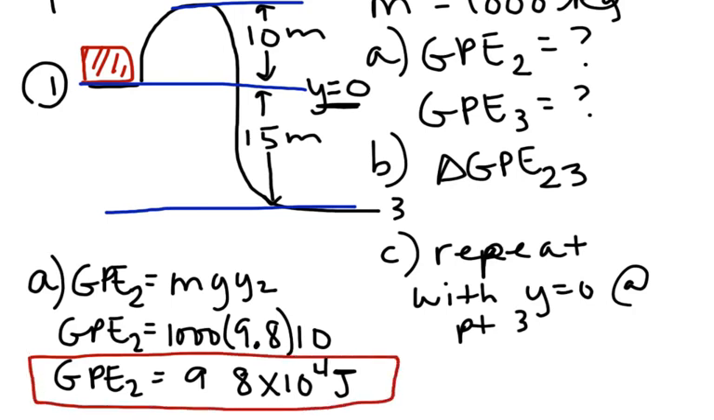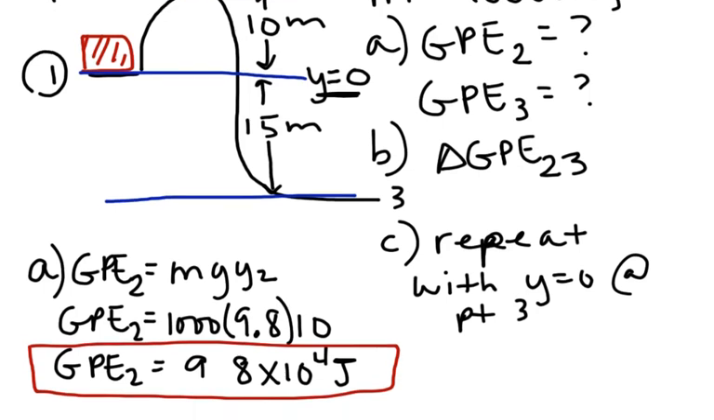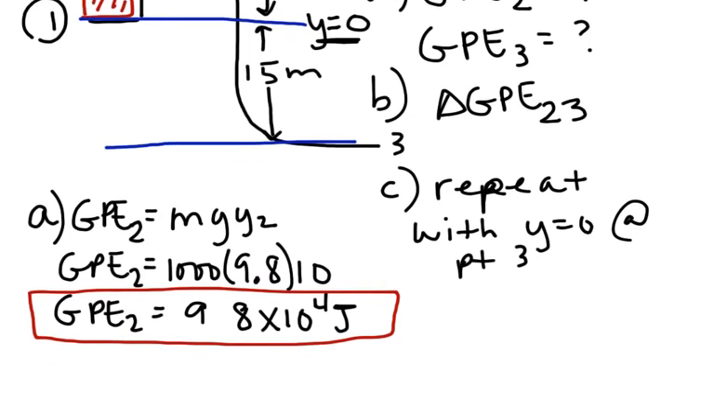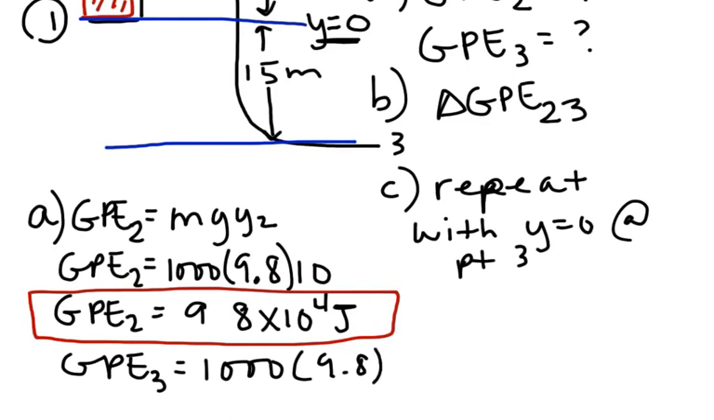So basically mgy. Okay, now there's still a second part to part A, and that is, what is the gravitational potential energy at 3, which is going to be 1,000 times 9.8. Now position 3, notice my position 3 is below my reference point of 0, so I'm actually going to put in a negative 15. Let's go back to the beginning.